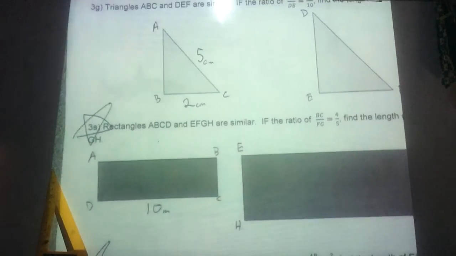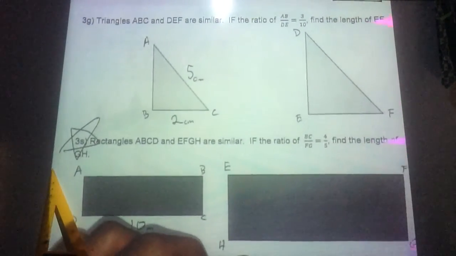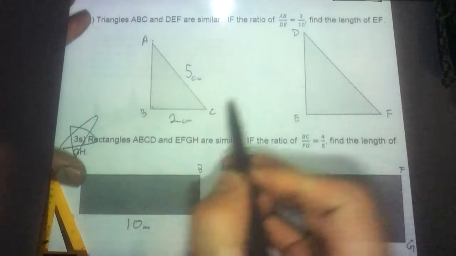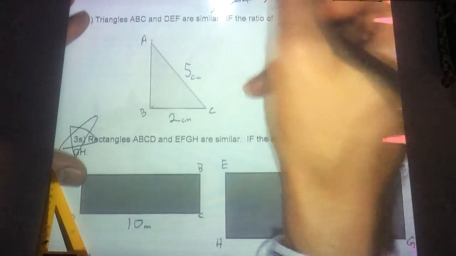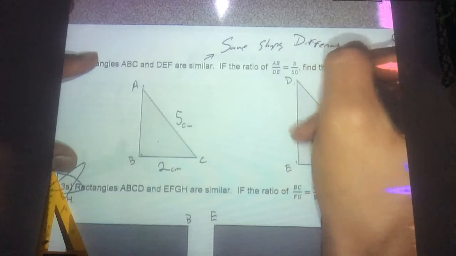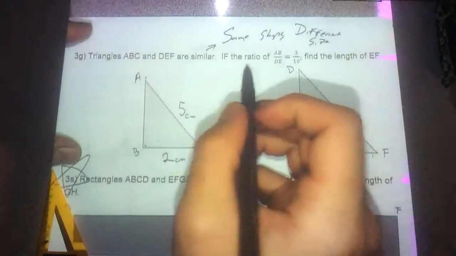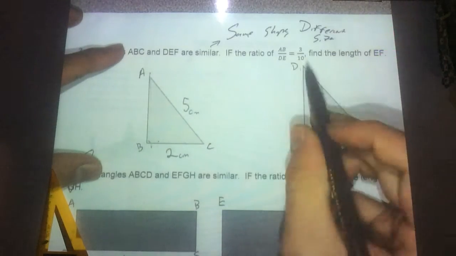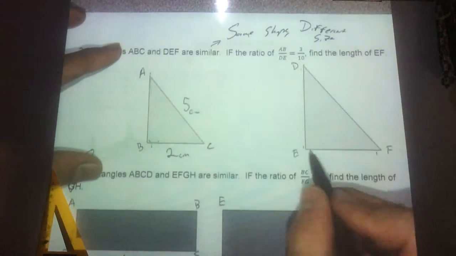All right. Thank you so much for submitting your answers. 3G. This is the next guided problem. Triangles ABC and DEF are similar, which means same shape, different size. If the ratio of AB to DE is 3 over 10, then find the length of EF.